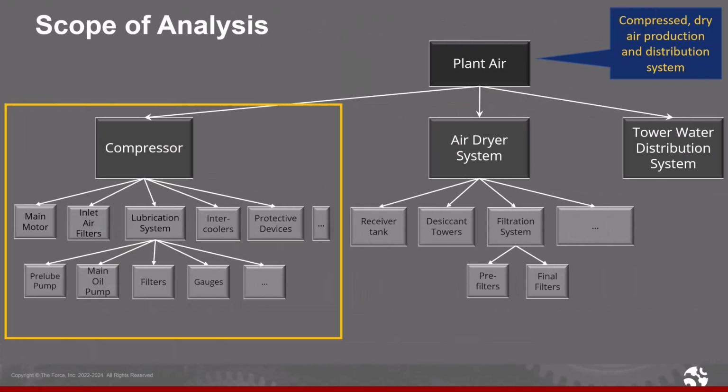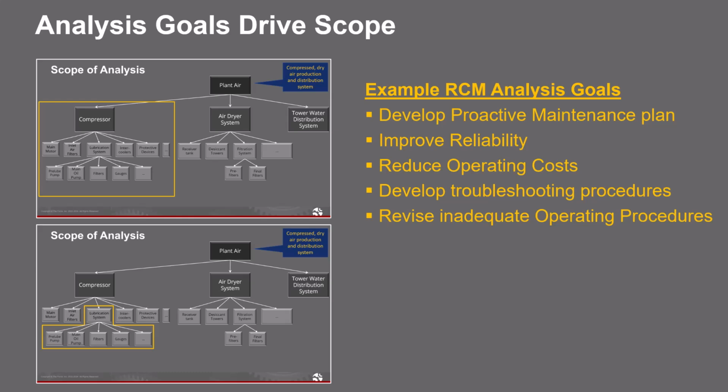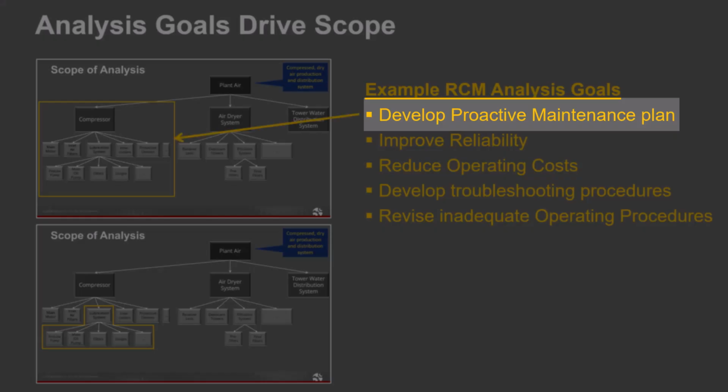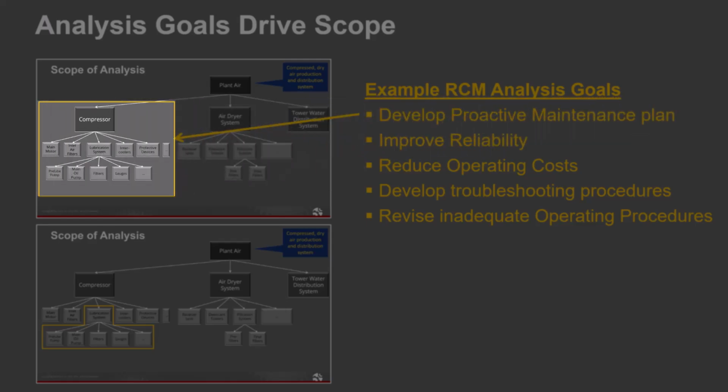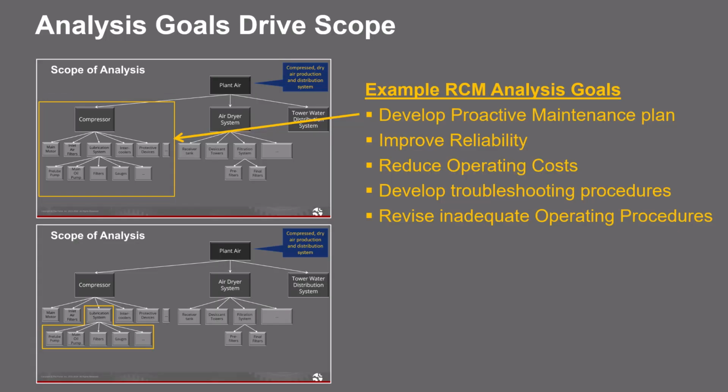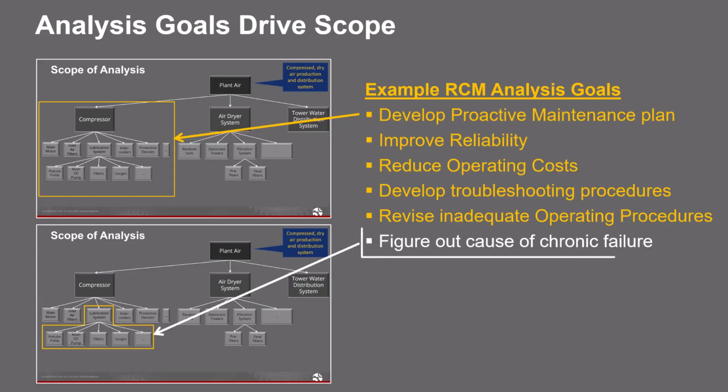A final thought involves specifying the goals of your RCM analysis. For instance, if the objective is to develop a proactive maintenance plan, then analyzing the entire compressor might be appropriate. However, if your main goal is to figure out the cause of chronic failures and you suspect these originate within the lubrication system, then your analysis might focus solely on just the lubrication system.